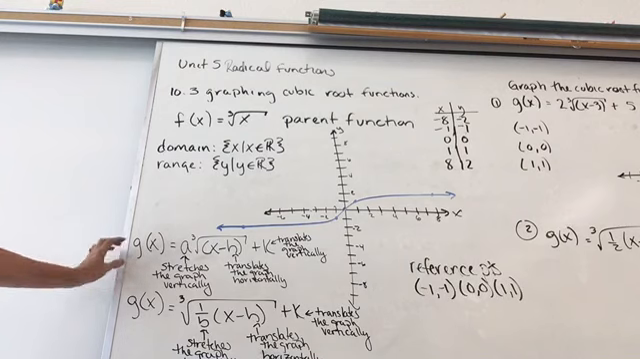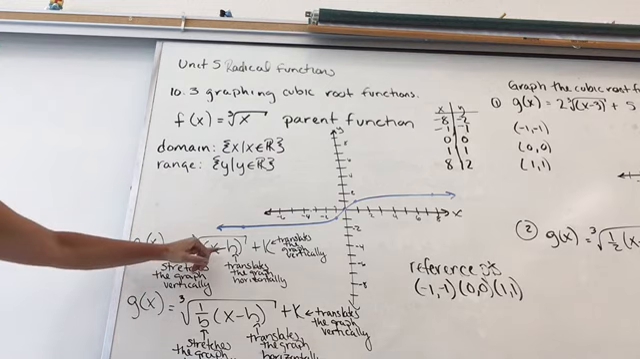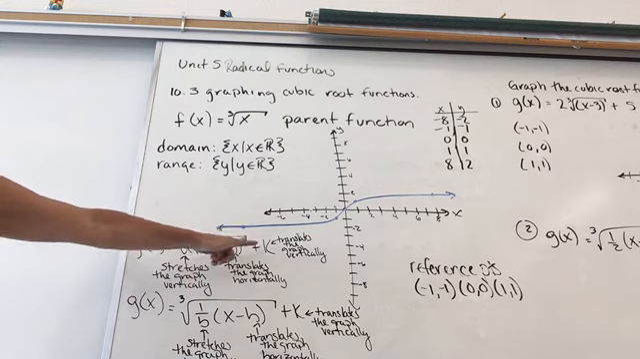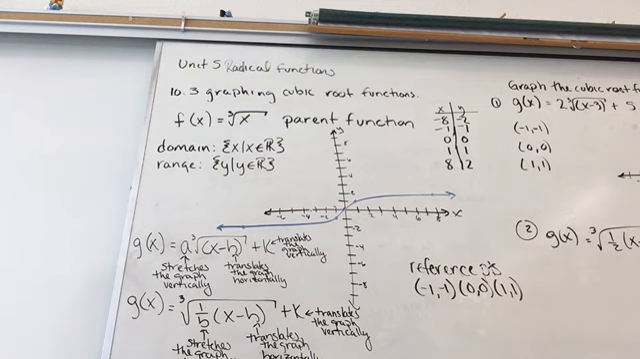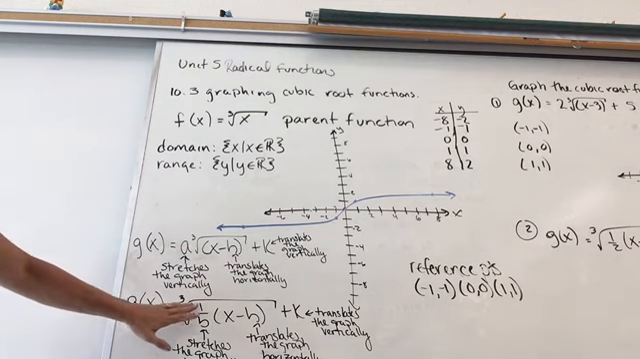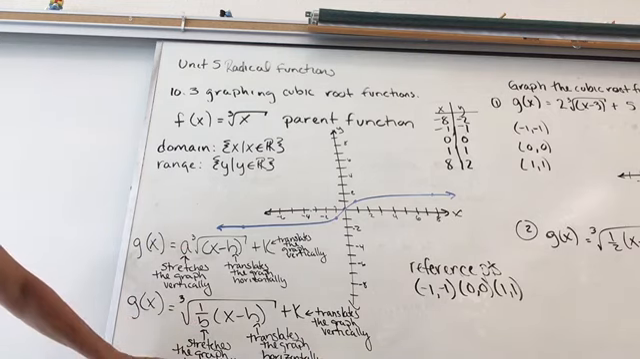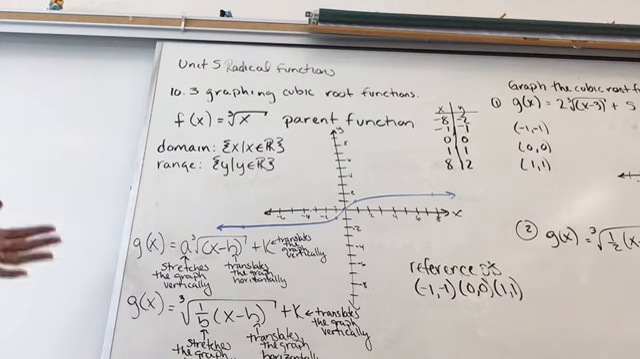We have our translations here. G of x equals a cube root of x minus h plus k. A still stretches the graph vertically, h translates the graph horizontally, and k translates the graph vertically. We also have our other one where it's 1 over b, where b is the stretch of the graph horizontally. The values are staying the same.